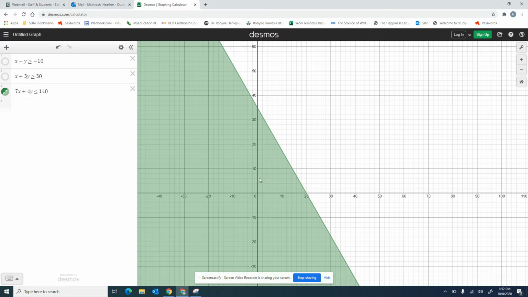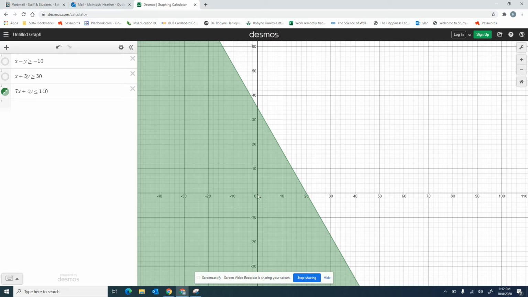Your x-intercept, where it crosses the x-axis, should be 20, 0, and where it crosses the y-axis, it should be 0, 35.